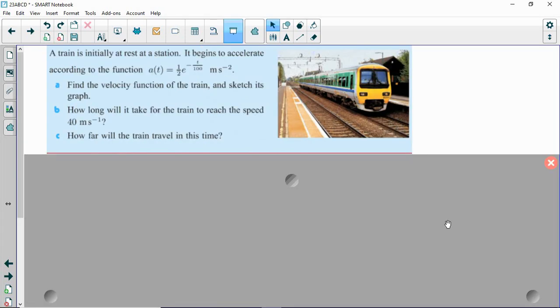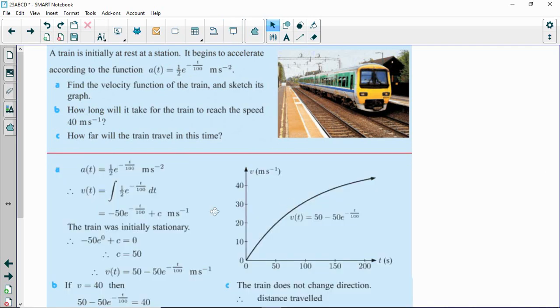Look at one more real quick. In this example, we are given the acceleration function for a train. They want us to find the velocity function and sketch it. Okay, that means we're going to integrate this. That's not too tough. It's an exponential function. We'll use a little bit of substitution. Easily done. We're going to have to work out what the constant of integration is.